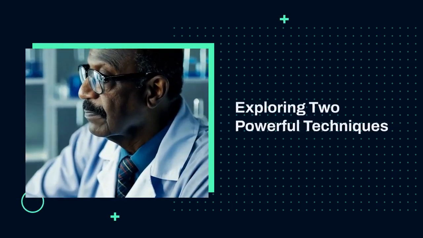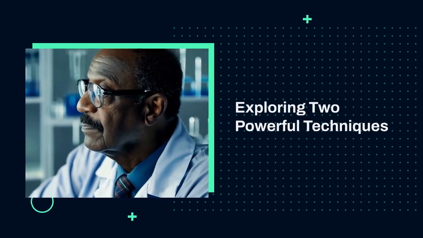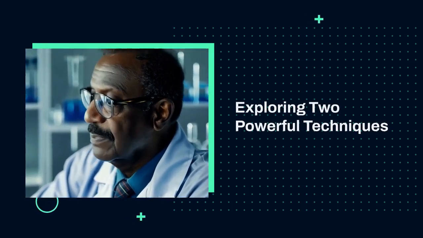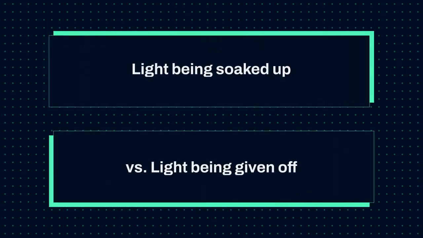Hello everyone and welcome. Today, we are going to explore two powerful techniques chemists use to figure out what elements are in a sample. These are called atomic absorption and atomic emission spectroscopy. They might sound complicated and very similar, but the core difference between them is actually quite simple. It all comes down to whether we are looking at light being soaked up or light being given off.